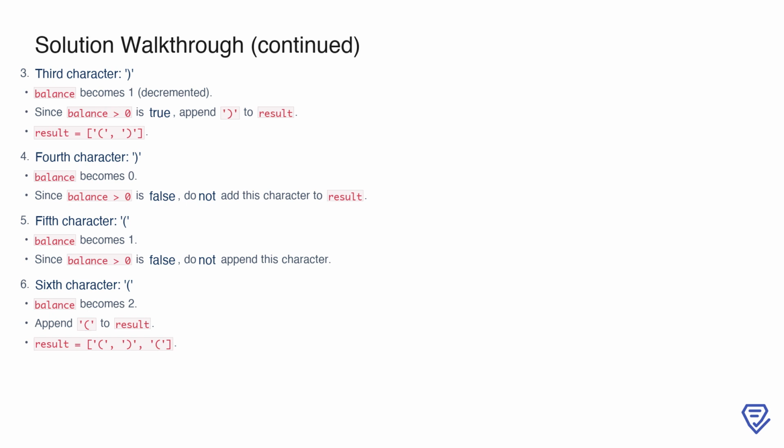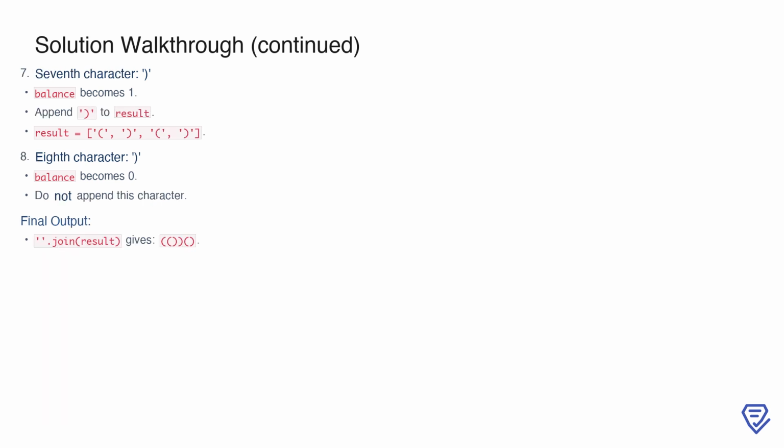to the result. Moving on to the fifth character, which is an opening parenthesis, we increment the balance to 1. Since the balance is 1, this parenthesis is part of the outermost layer, so we skip it and do not add it to the result. However, the sixth character is another opening parenthesis, which increases the balance to 2. Since the balance is now greater than 1, we append this parenthesis to result, making it two pairs so far.